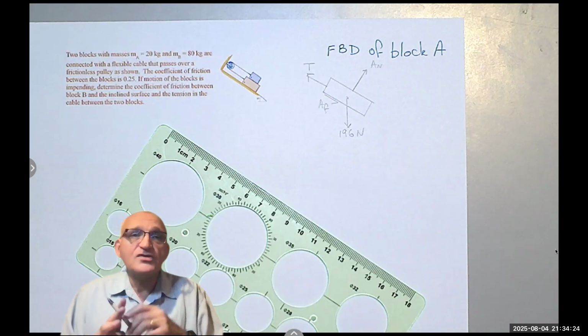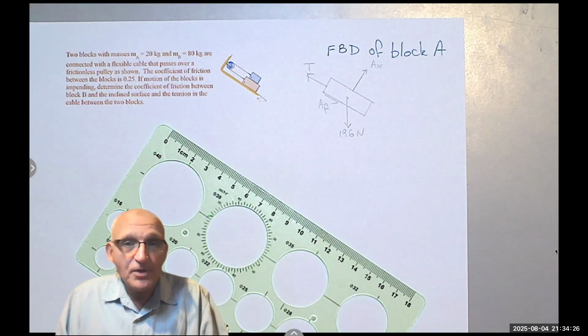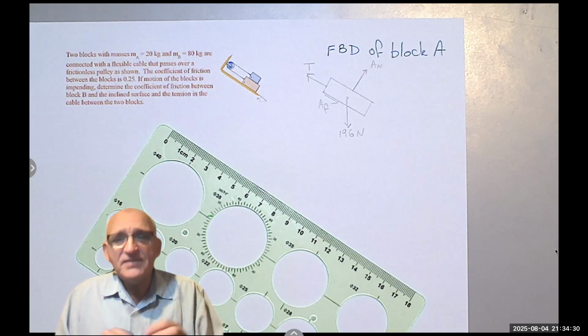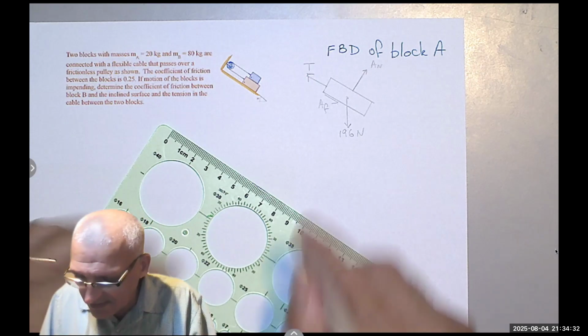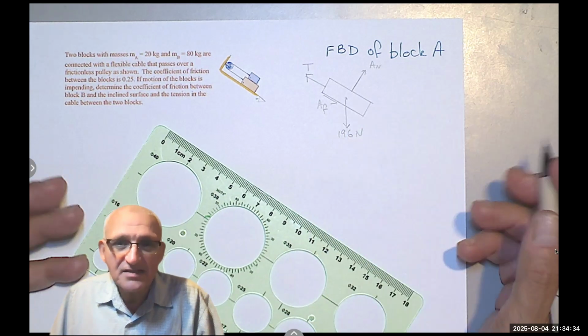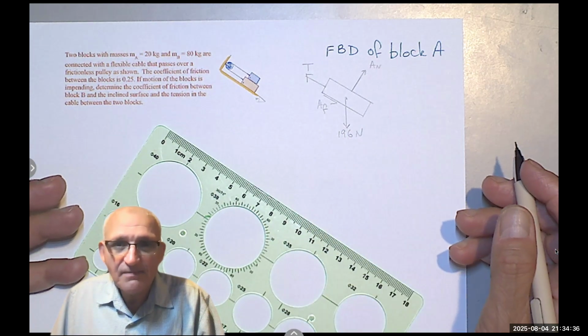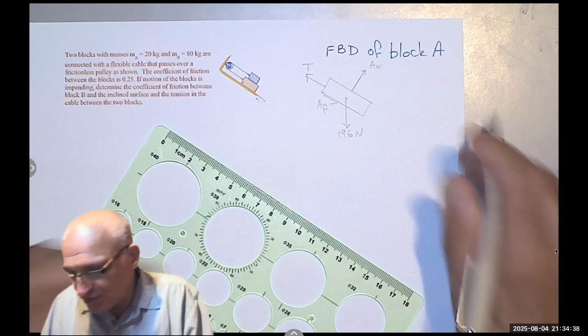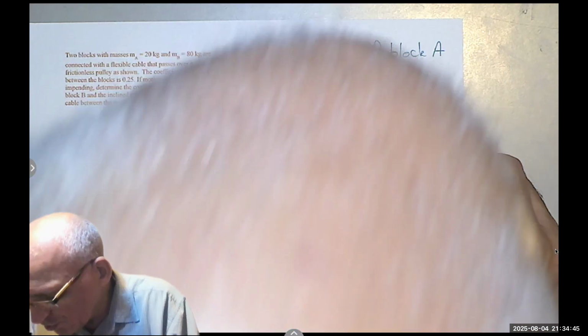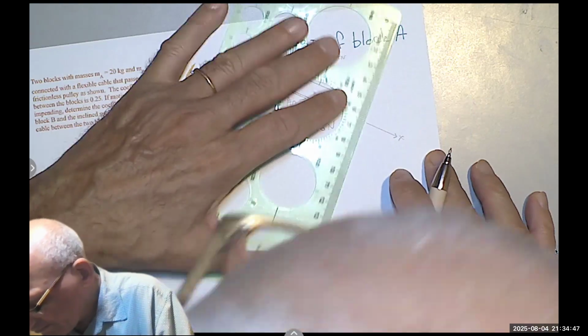Here we have four forces acting on the block. We can use X and Y as the horizontal and vertical, but I prefer to use X as the inclined surface and Y as the normal to that.